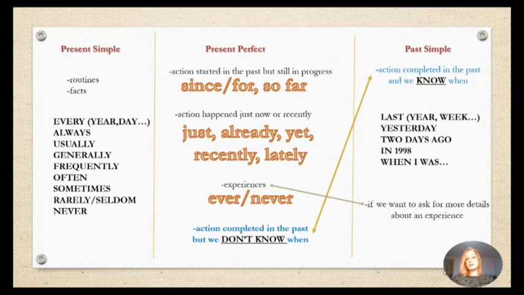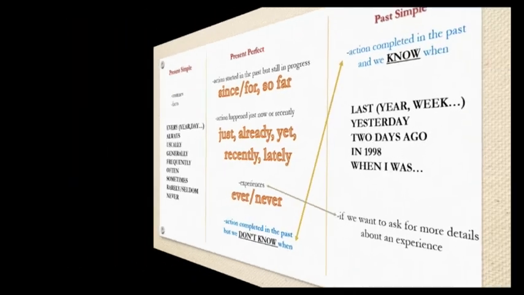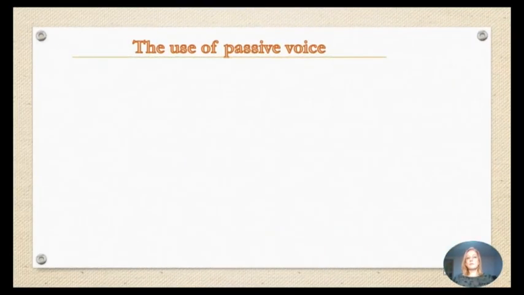We also said that when we talk about experiences and use present perfect, if we want to ask for or give more details about these experiences, we should do it with past simple. Okay, that's it. What about the use of passive voice? Do you remember? What did we say?